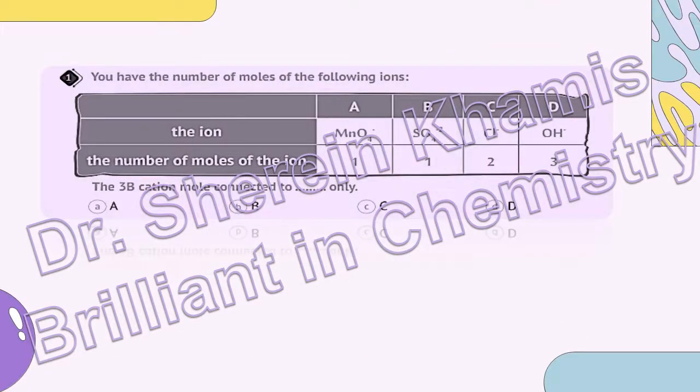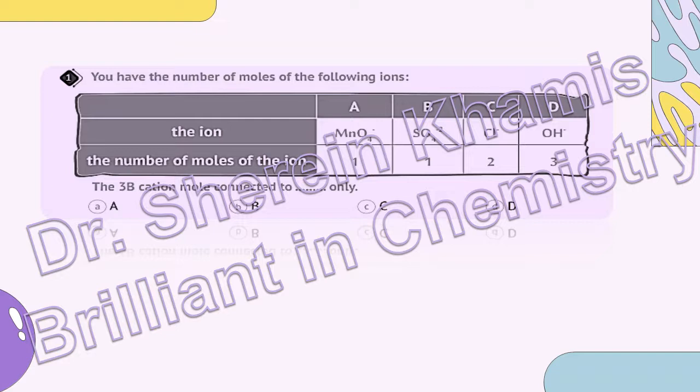The first one: you have the number of moles of the following ions. We have different ions: MnO4 negative, SO4 negative 2, Cl negative, and the last one OH negative. The number of moles of the ions here: 1 of MnO4, 1 of SO4 negative 2, 2 of Cl negative, and the last one here will be 3 of OH negative 1.